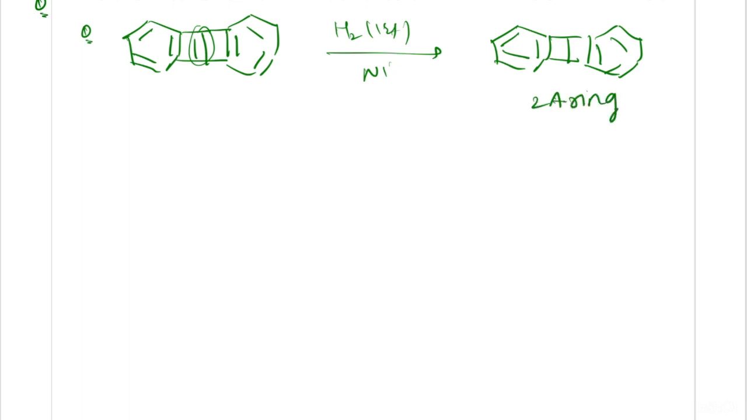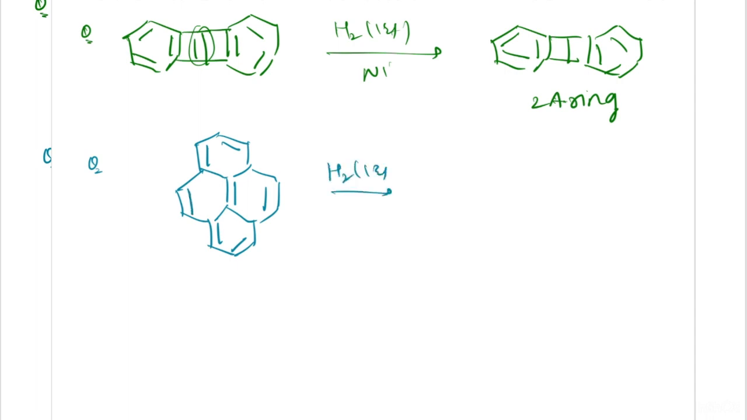Next, if we have this, I think you must have understood what double bond we have to remove: the one due to which we have the maximum number of anti-aromatic systems. We have to remove that double bond. If we remove with H2, one equivalent, and nickel, which will be removed? We have 1, 2, 3, 4, 5, 6 double bonds.